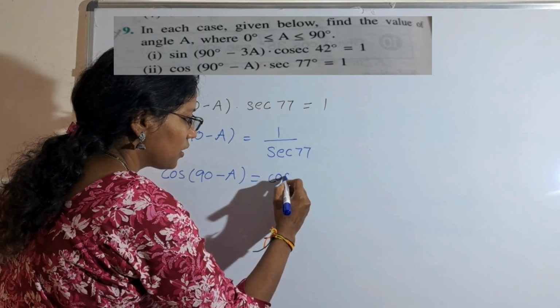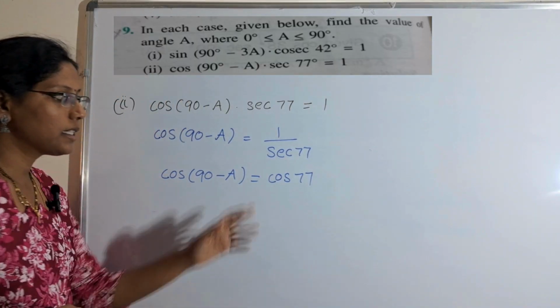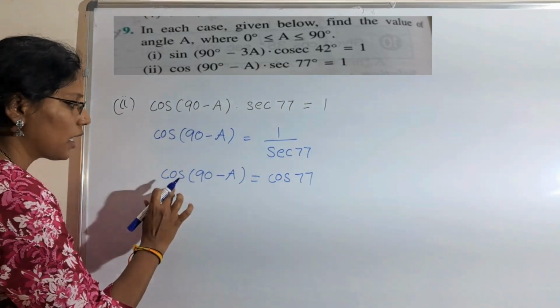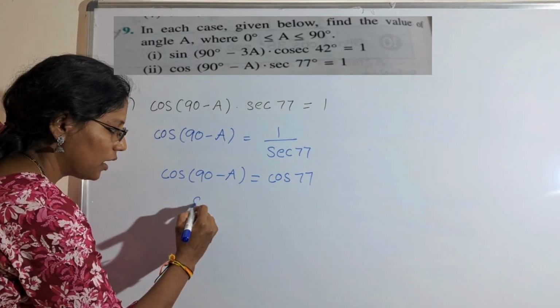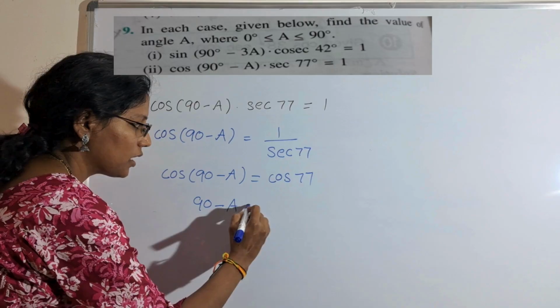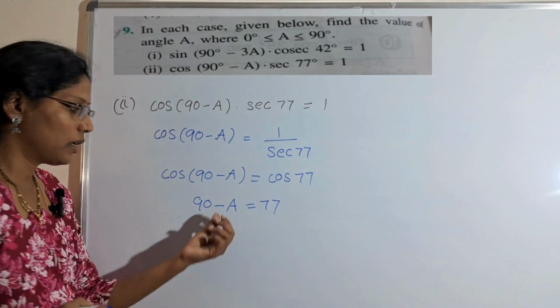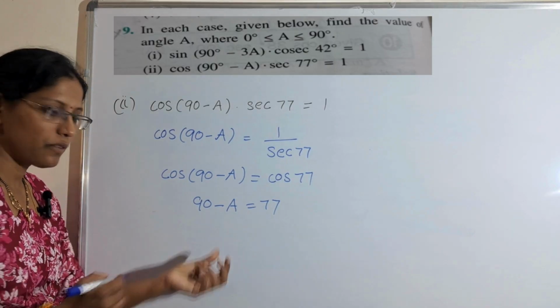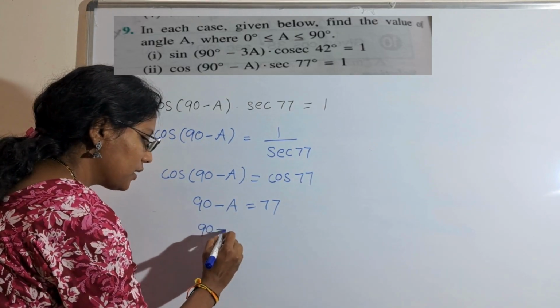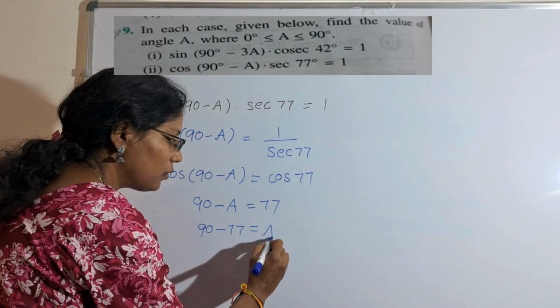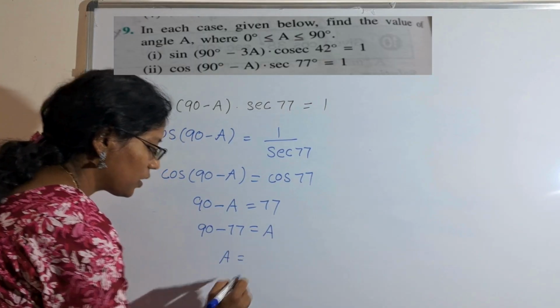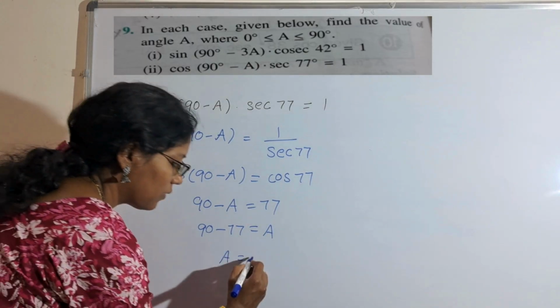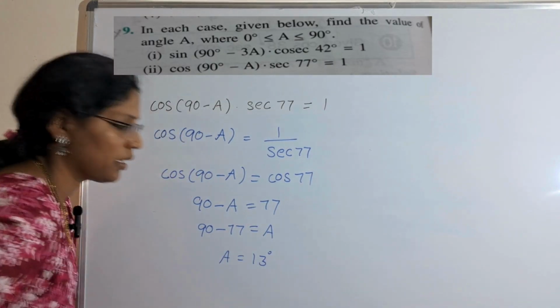Here 1 by secant 77 is cos 77, secant and cos are reciprocals. Cos cancels, remaining 90 minus a is equal to 77. Minus a we have to send to the right side, 77 shift to the left side. 90 minus 77 is equal to a. a is equal to 90 minus 77, which is 13 degrees.